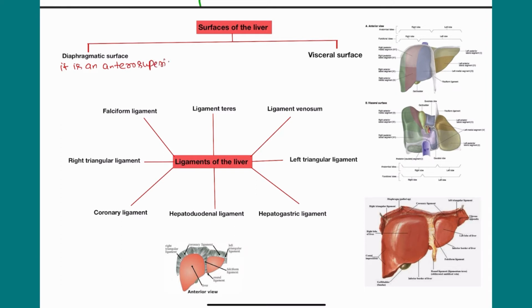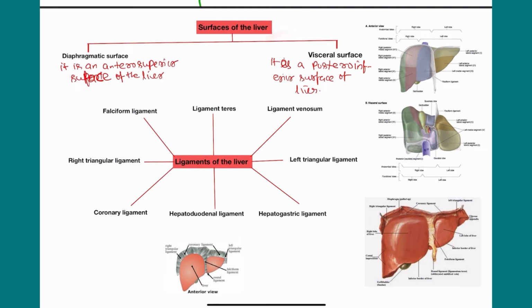It is an anterior superior surface of the liver because it is visible. And this is a posterior inferior surface of the liver. Only learn this name when he asks how many surfaces of the liver.